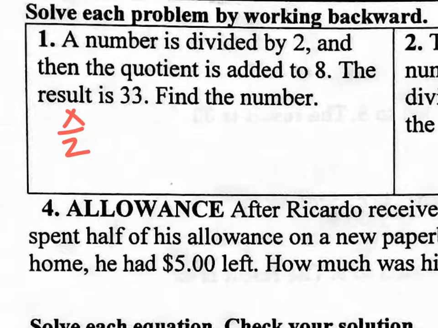But because of commutative property, I could just do x over 2 plus 8. And then it says the result is 33. The answer is 33. Okay? So there's your equation. Now we could solve it.